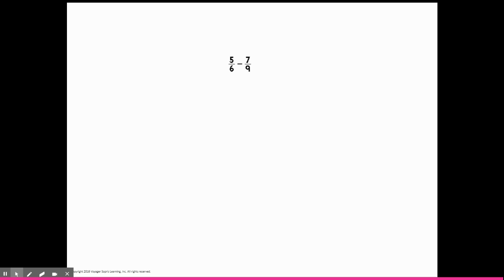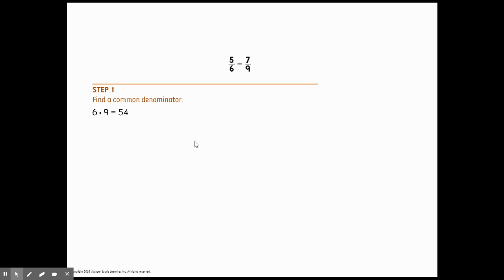Let's look at our example problem 5/6 minus 7/9. To solve the problem, our first step would be to find a common denominator. One way to find a common denominator is to multiply the denominators. Because the denominators are 6 and 9, we use our multiplication fact 6 times 9, or 54, would be our common denominator.